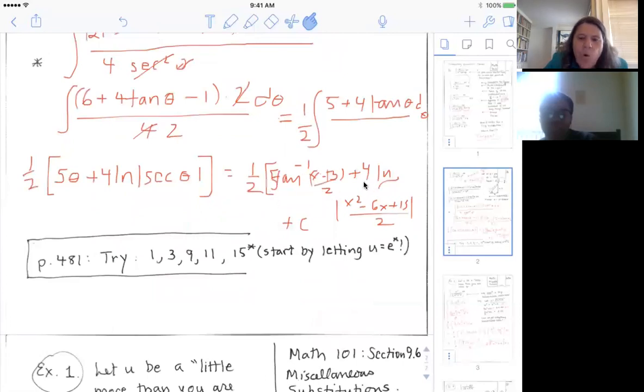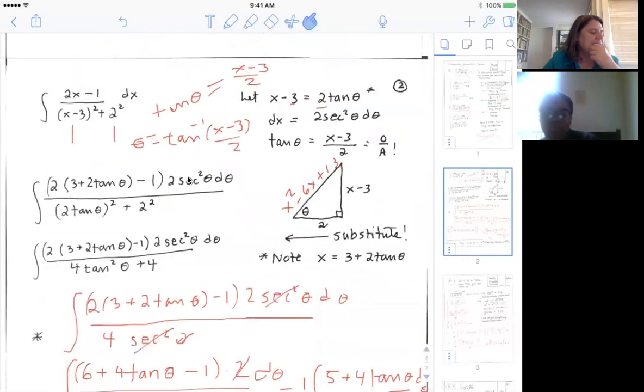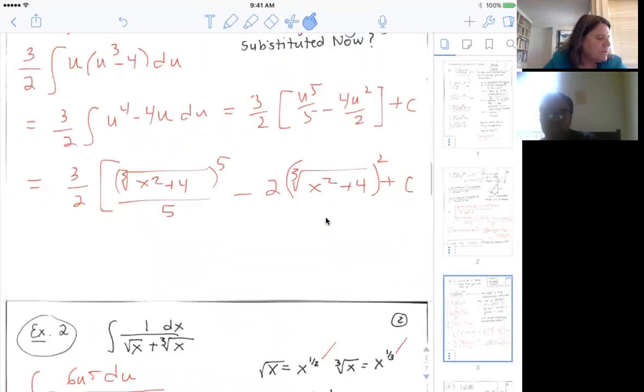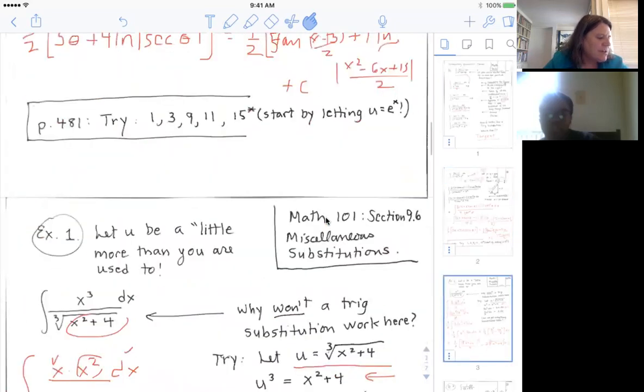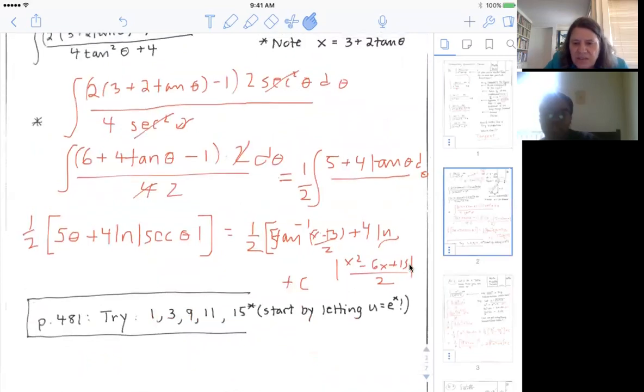Now the next one was 4 log of secant theta. Let's go back to our triangle. Secant theta is the reciprocal of cosine. Cosine would be adjacent over hypotenuse. So this thing is hypotenuse over adjacent. Good. So when I go back down here, I just put in x squared minus 6x plus 13 over 2. And it's 4 times the log of that. But you see what I did?